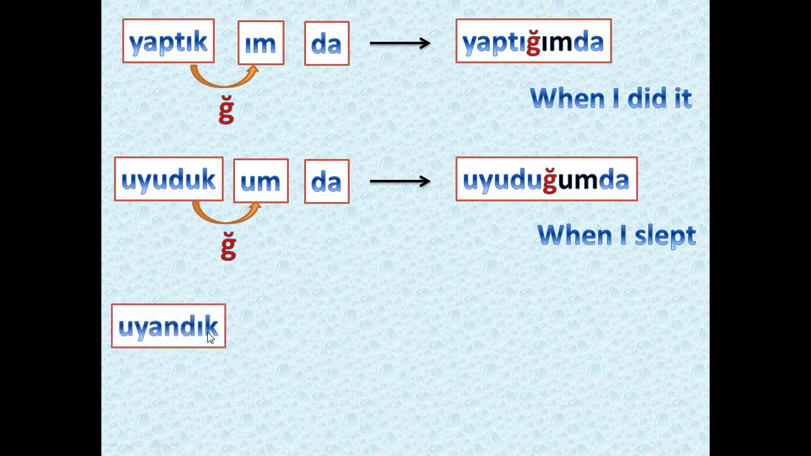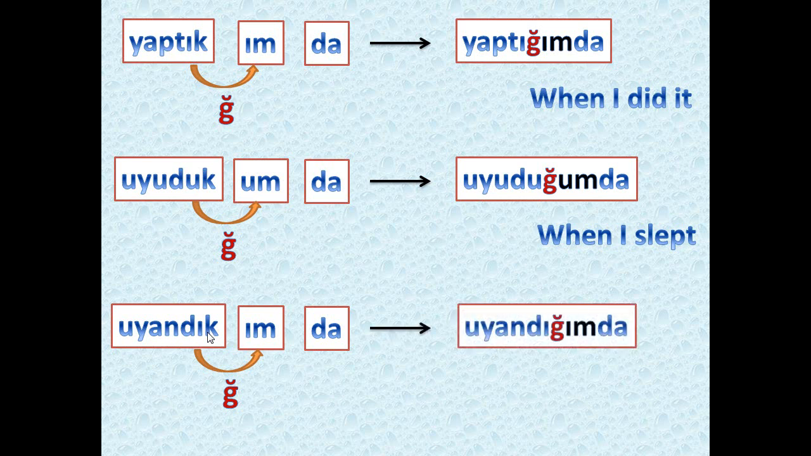Okay, let's go through the other example. Here we have uyandık, means we woke up. Uyandık'ım plus da, and we changed k to ğ and it becomes uyandığımda. It means when I woke up, or when I wake up, or whenever I wake up, or at the moment that I woke up. I have used "when", actually, for all of them, but, you know, it changes when you go through the translation of different texts or you just understand the semantics of phrases in the context.